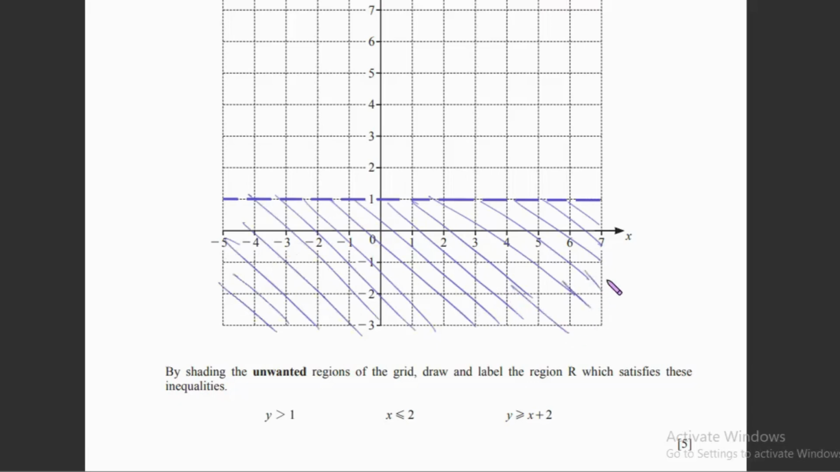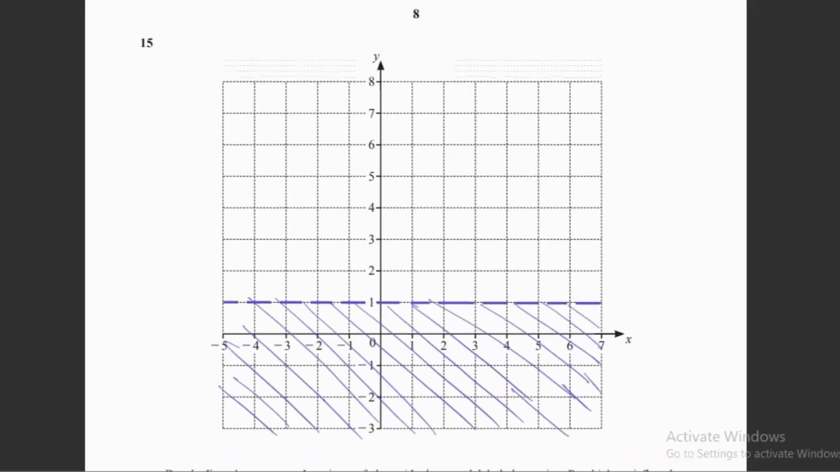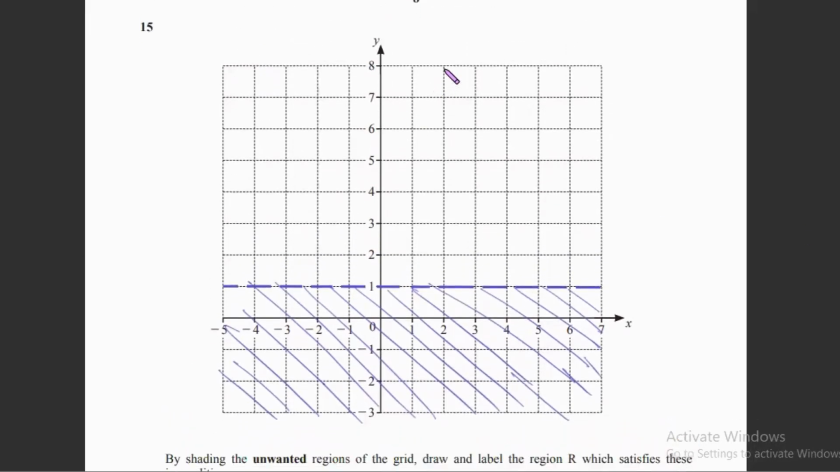Then the next inequality that we have is x is less than or equal to 2. Forget about the inequality sign for the moment. Think about it as an equal sign and draw the line. So it's like x is equal to 2, which means it passes through 2 on the x-axis. So the line will be like this.